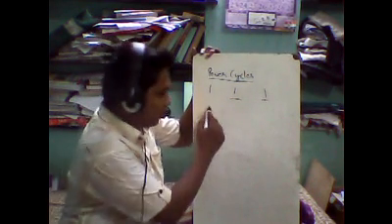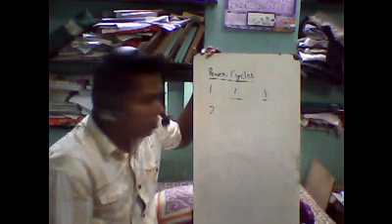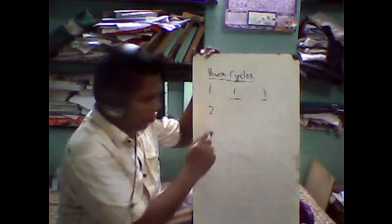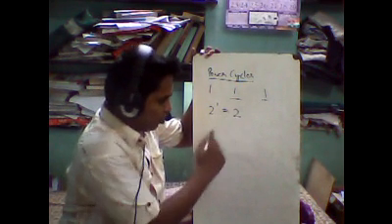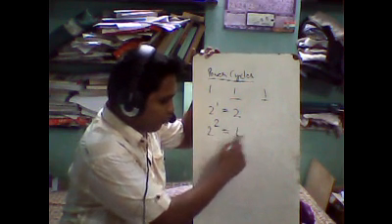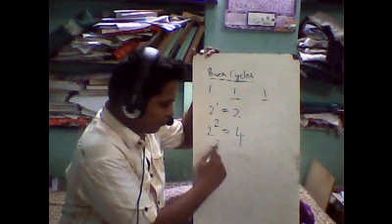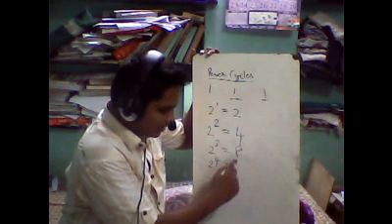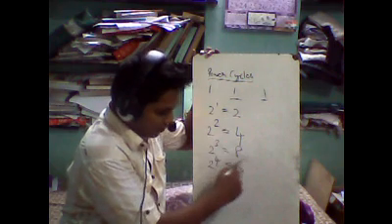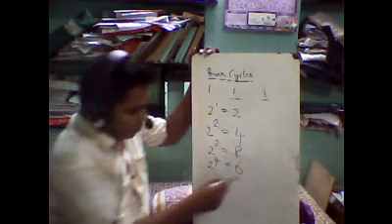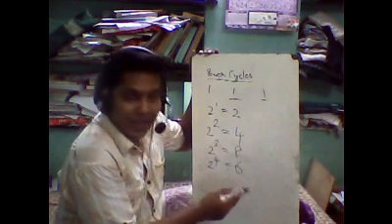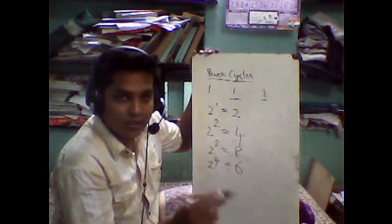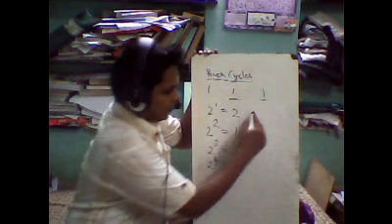Now let's look at 2. 2 raised to the power of 1 is 2. 2 raised to the power of 2 is 4. 2 raised to the power of 3 is 8. 2 raised to the power of 4 is 16, the last digit of which is 6. Now, when we multiply 2 again with 6, we get 12. So the last digit of 2 to the power of 5 is 2.